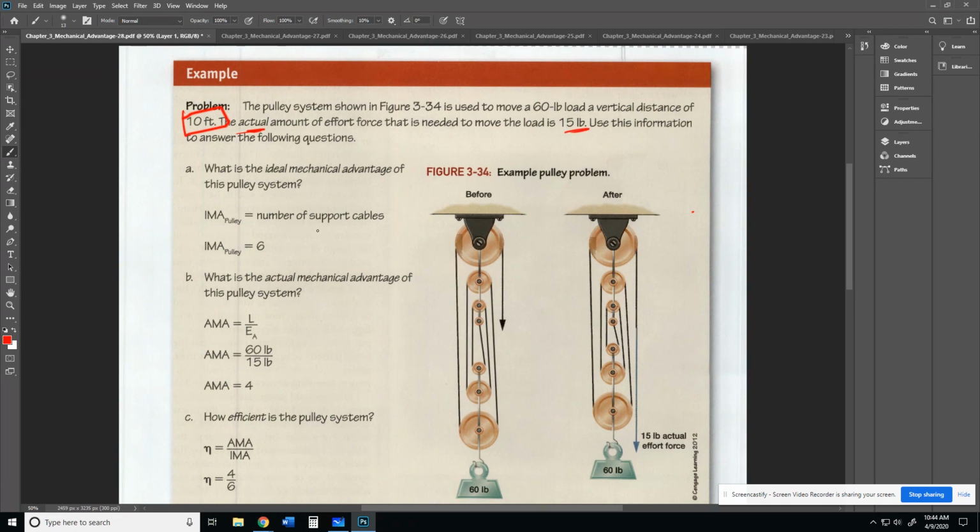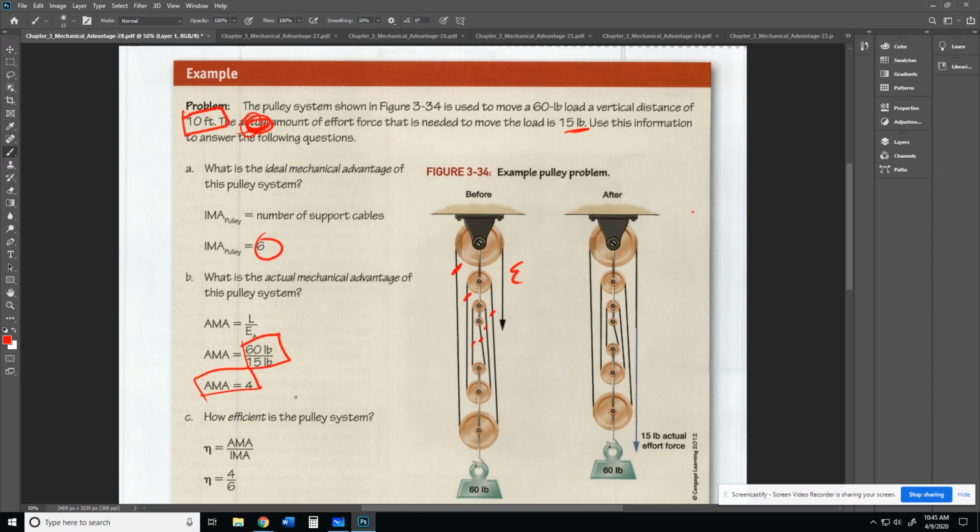Okay, so the first thing we talked about is the IMA. What is the ideal mechanical advantage of the system? And it talks about the number of support cables. So we have 1, 2, 3, 4, 5, 6 support cables. That's this guy here, and our effort cable. So we have an IMA of 6, but they gave us an actual. So AMA is how much we move versus how much it feels like it's moving, giving you an AMA of 4.